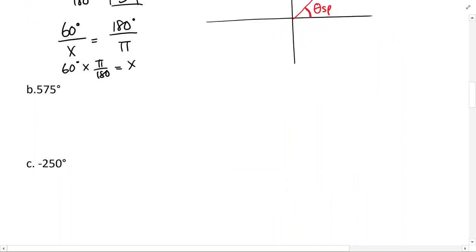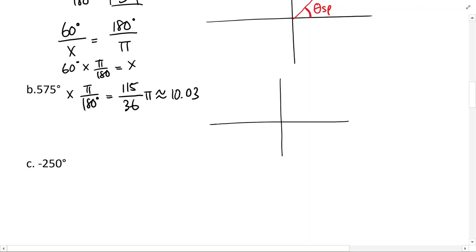So 575 degrees. Again, we'll do the same thing. We'll multiply that by pi over 180 degrees, and if you simplify it down, you should get 115 over 36 pi. If you wanted to change this to a decimal, remember you could just treat pi as a number and multiply your fraction by 3.14, and you'll get approximately 10.03 radians as your solution.